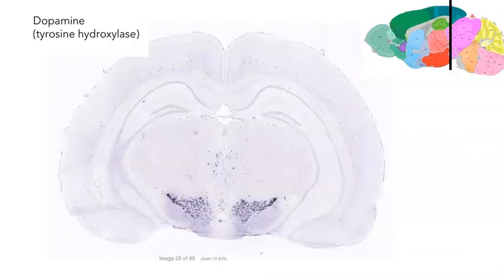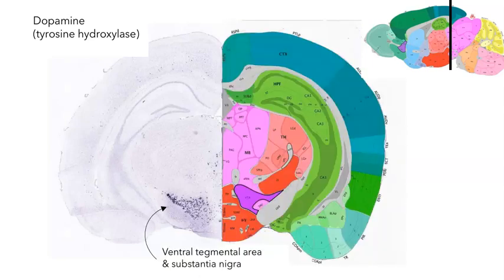Here's another example of a restricted staining pattern. Here I'm staining for dopamine by looking for the expression of the tyrosine hydroxylase gene necessary to produce dopamine. The staining is restricted to this area in the midbrain, the ventral tegmental and substantia nigra areas.